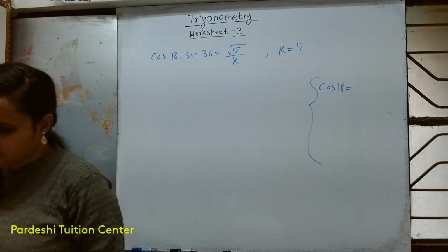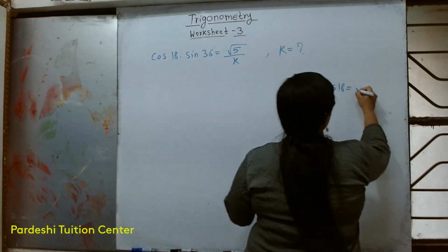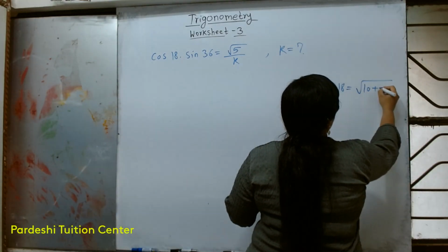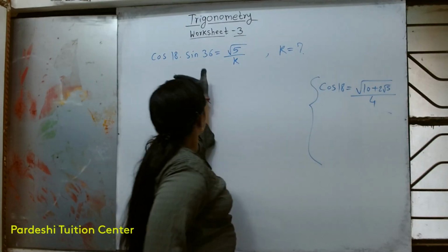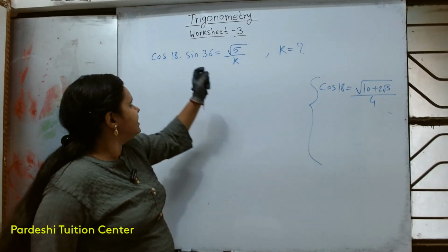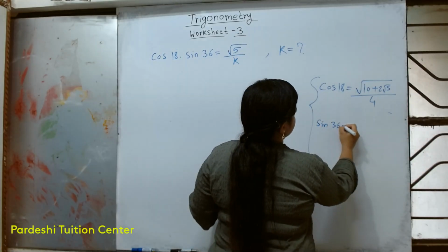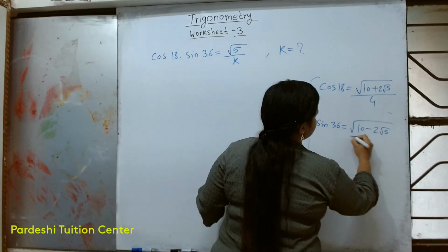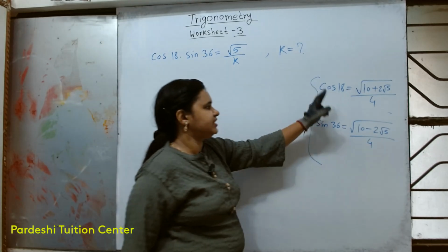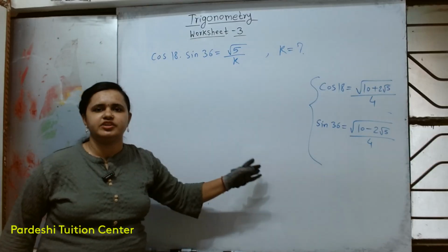So cos 18 is under root of 10 plus 2 root 5 upon 4. Cos 18 value is that one, and sin 36 is under root of 10 minus 2 root 5 upon 4. We have written the values of cos 18 and sin 36 in the formula. Go and check the videos.